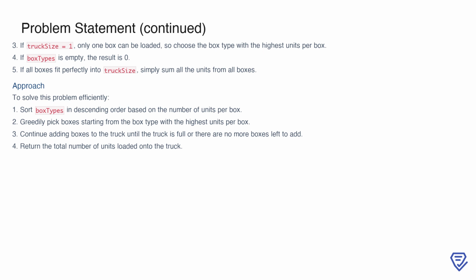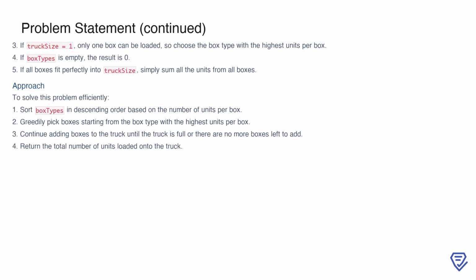When solving this problem, there are several constraints and edge cases to keep in mind. First, if the truck's capacity is larger than the total number of boxes available, you can simply load all the boxes. Second, if all box types have the same number of units per box, the solution is simply determined by how many boxes can fit within the truck's capacity. If the truck can only hold 1 box, you should select the box type with the highest units per box. If no boxes are provided, the result is 0. Lastly, if the boxes perfectly fit the truck's capacity, you can directly sum the units from all the boxes.